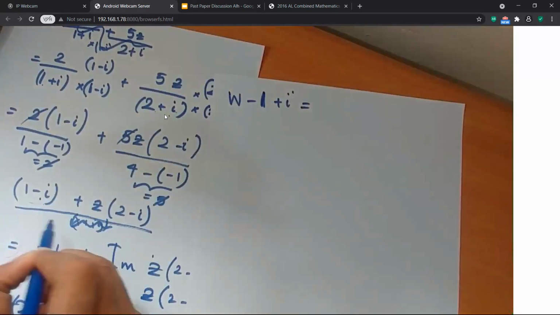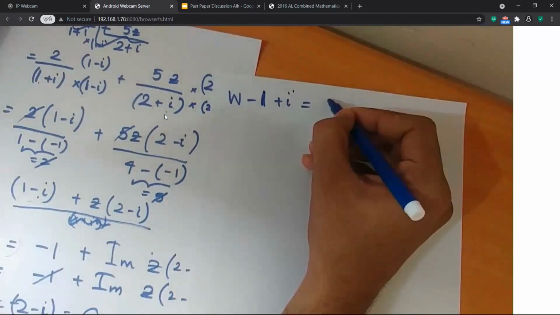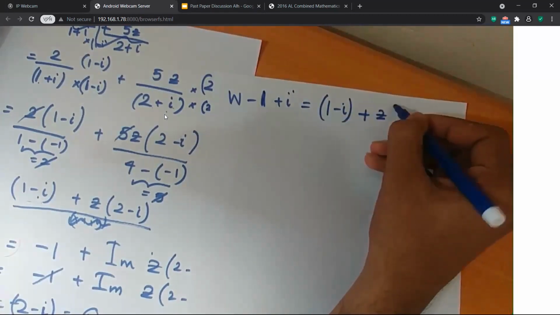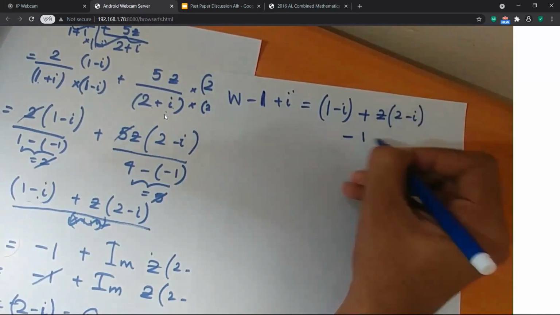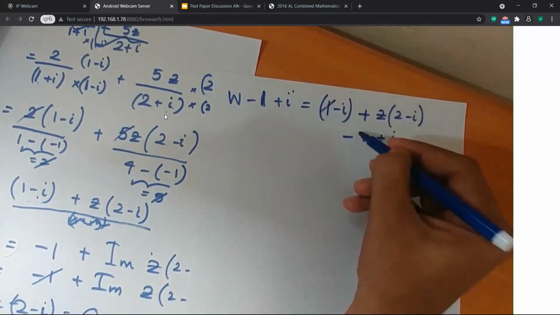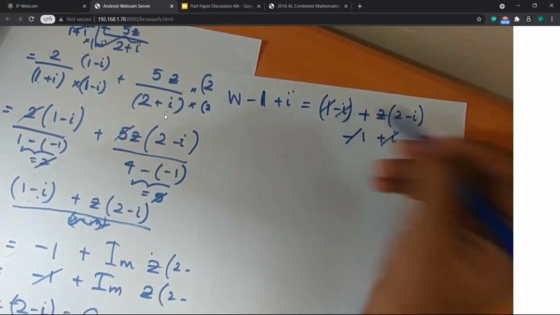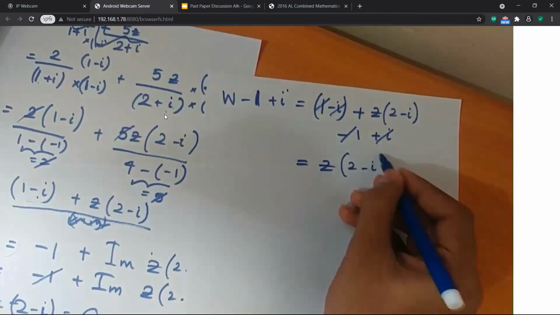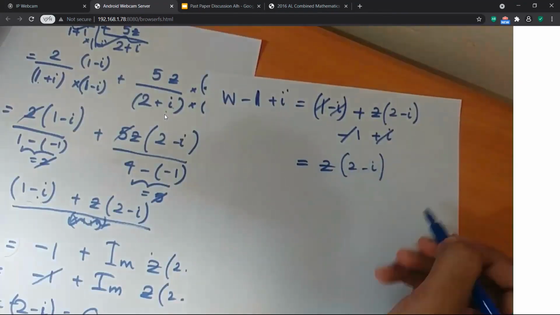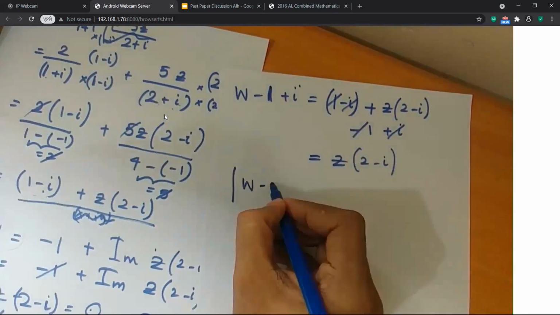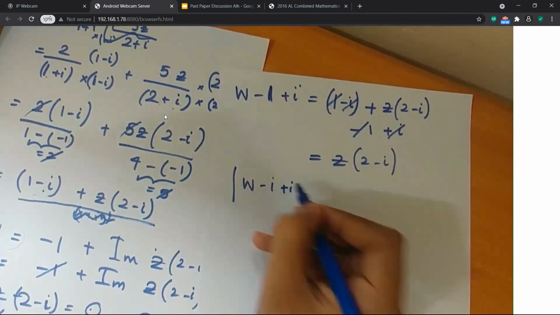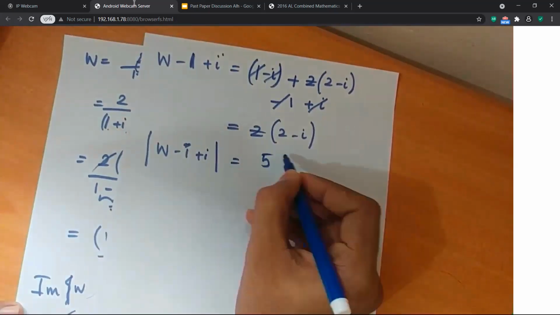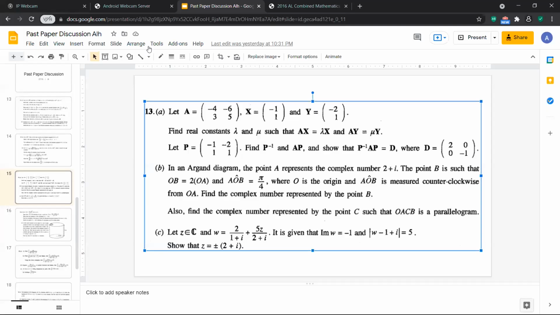So w minus 1 plus I is equal to, this is w, right? 1 minus I plus z times 2 minus I, minus 1 plus I. So minus 1 cancels off. Minus I plus I cancels off. So w minus 1 plus I is equal to z times 2 minus I. Now what they have given us is that the modulus value of this whole thing, w minus 1 plus I, is 5. Right? Yeah, it's given as 5.